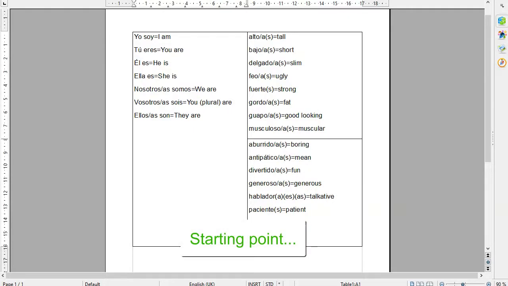We're going to make a sentence builder resource now based on the table that you can see in front of you. It's basically the parts of ser in the present tense combined with a dozen or so adjectives. And you can see that the adjectives on the right hand side are presented in two blocks, one which is physical and the other block which is to do with personality adjectives.